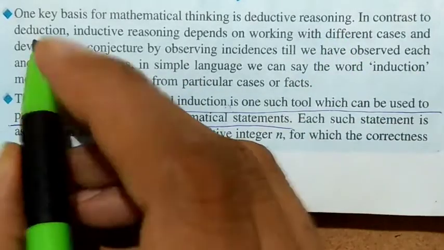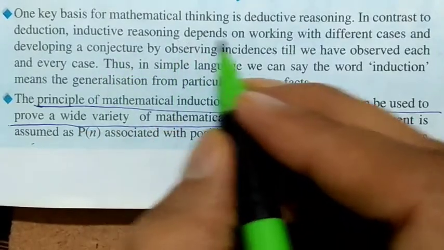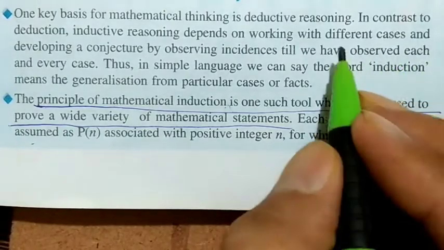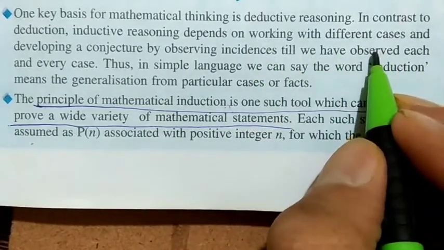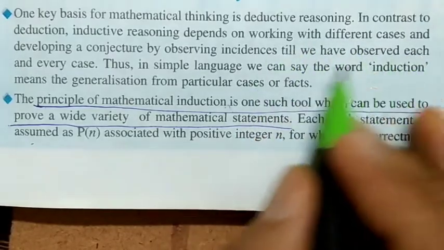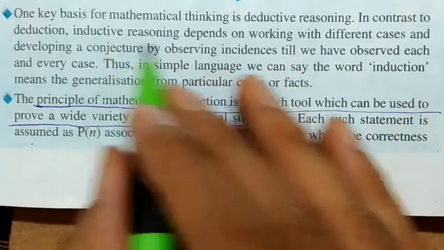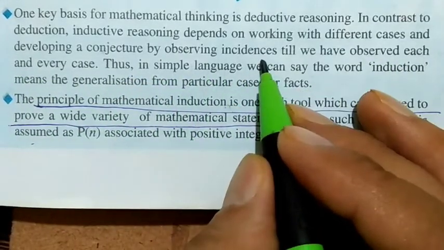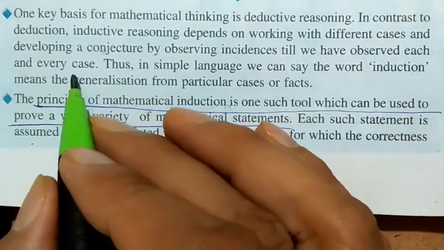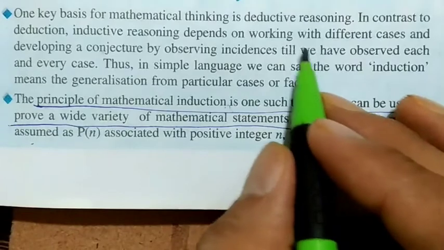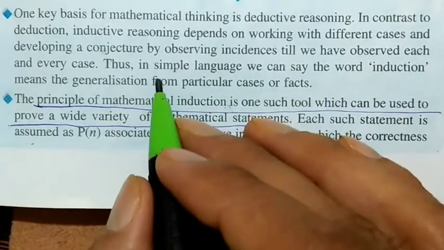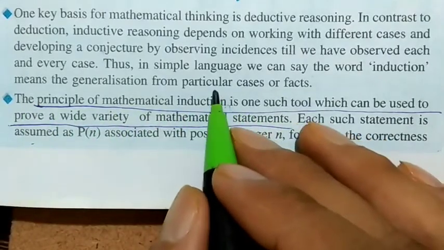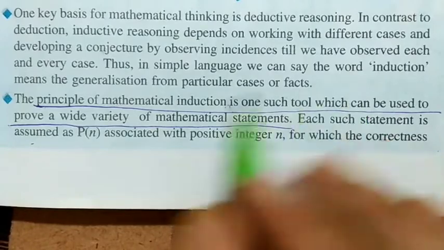In contrast to deduction, induction depends on working with different cases. We generalize the cases and develop a technique to prove that result, and the results are generally given in terms of n. To prove by the induction method, we develop a conjecture by observing cases till we have observed each and every case. So in simple language, the word induction means generalized form of particular cases or facts.